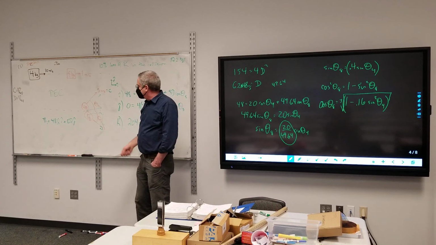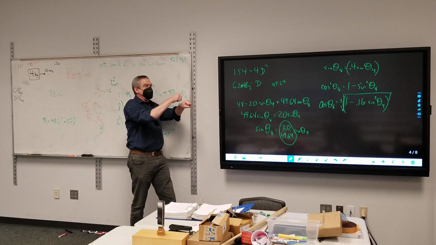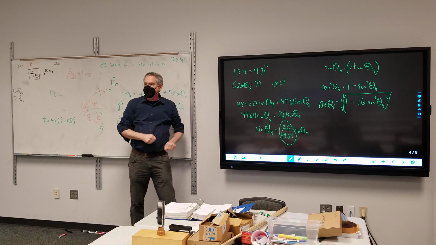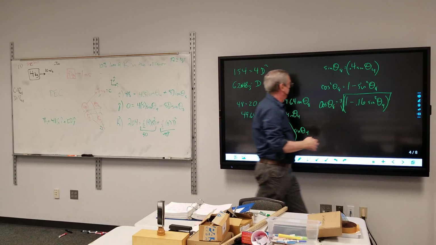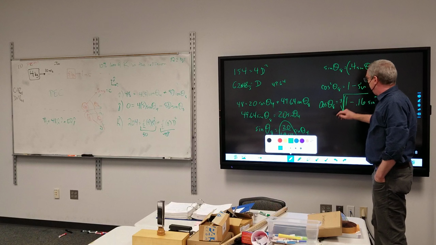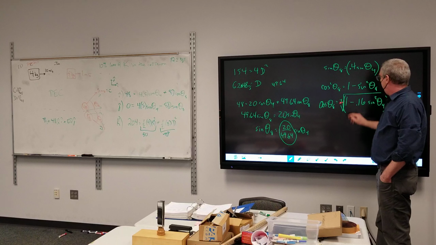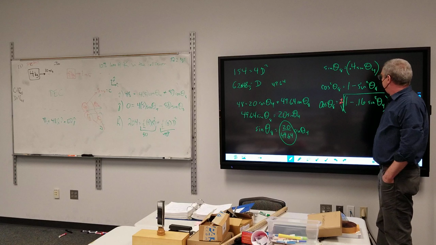So if theta 8 is negative, that means the 4 kilogram hits it, shoots off this way, and the 8 kilogram also goes in the same direction, which we know is not going to happen. So the negative solution cannot be legitimate. That's a plus sign there.